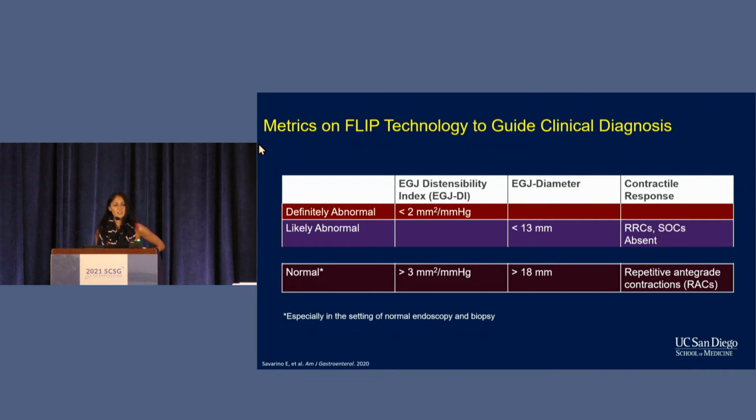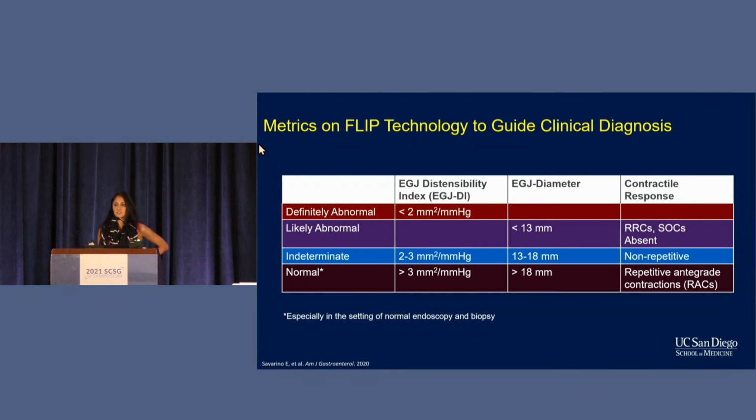On the other hand, if the EGJ distensibility index is less than 2, the diameter is less than 13, or you see repetitive retrograde contractions, occluding contractions, or there's no contractility, that's abnormal. And certainly if the distensibility index is less than 2, that should raise suspicion for achalasia or an outflow obstructive process. And then there's this gray area, certainly.